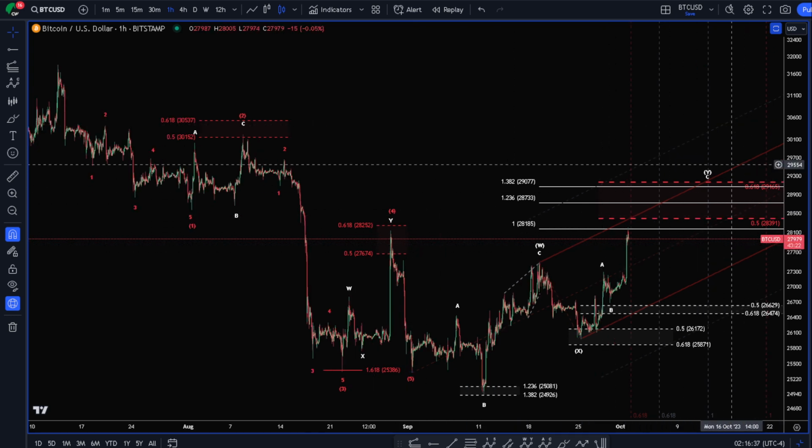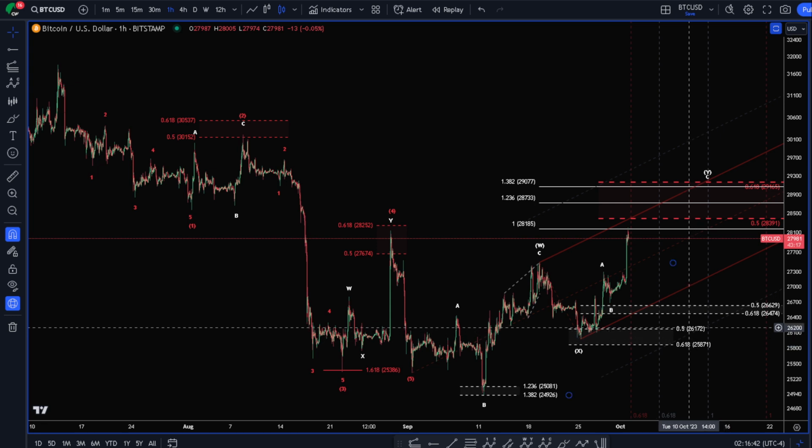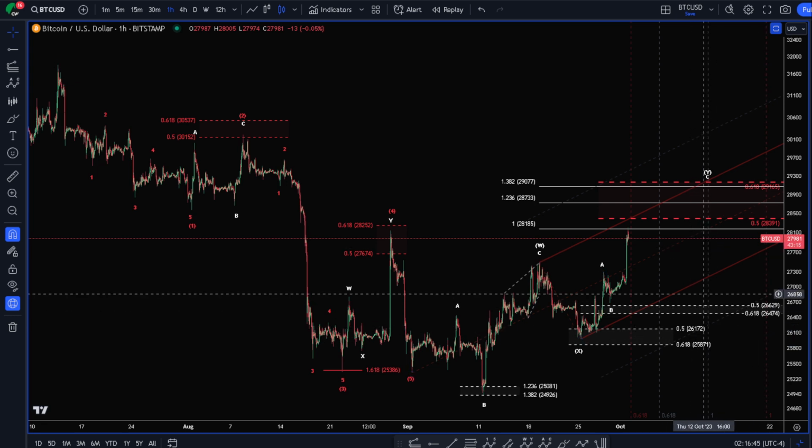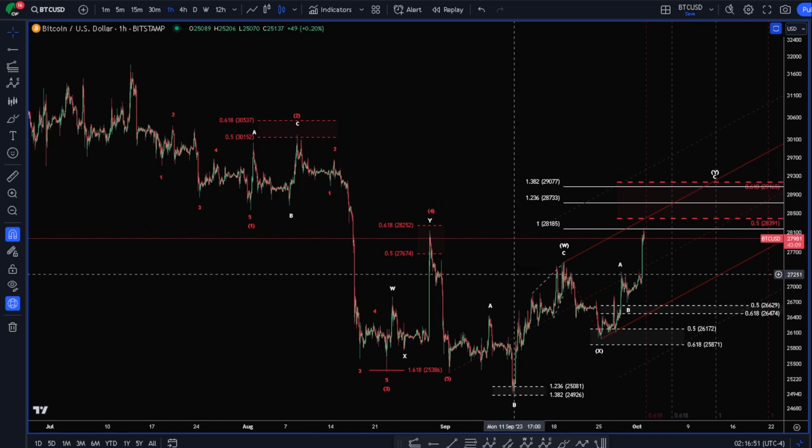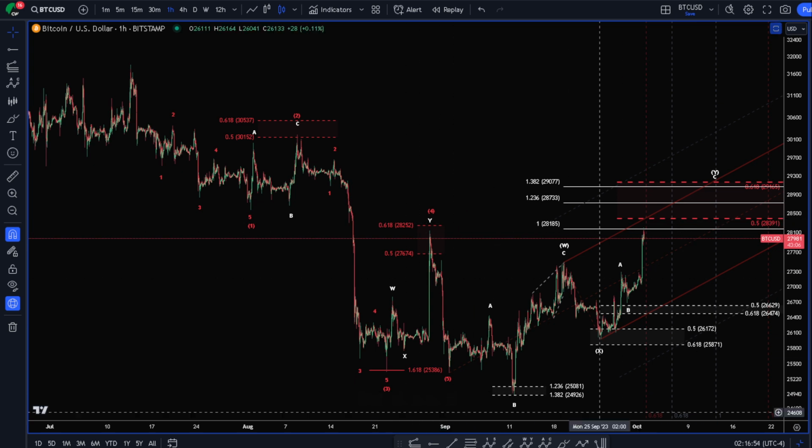Now, still looking for this Y wave to complete. There are a couple options. I'll show you those in a moment, as well as show you what I'm going to do to modify my trade long currently. At the moment, this is the cleanest chart I have found.